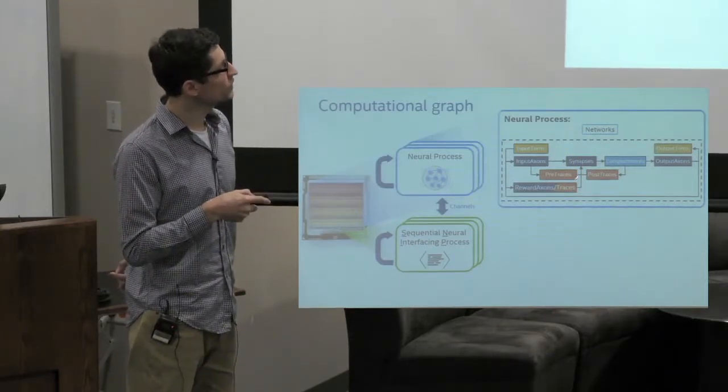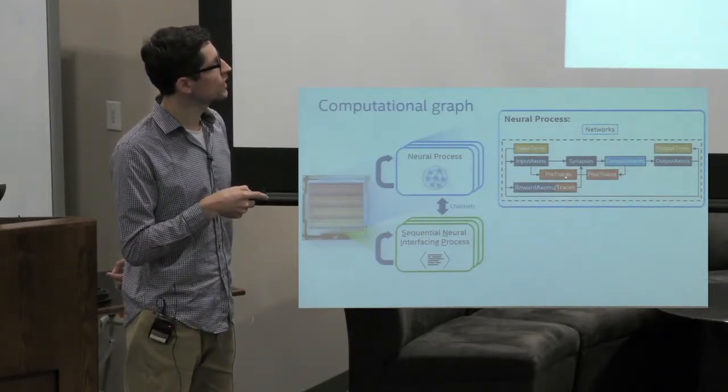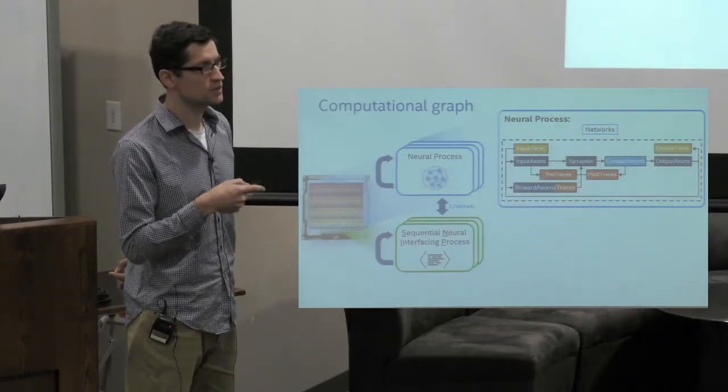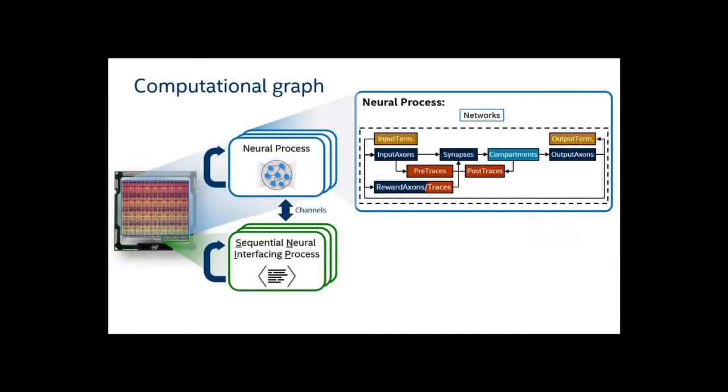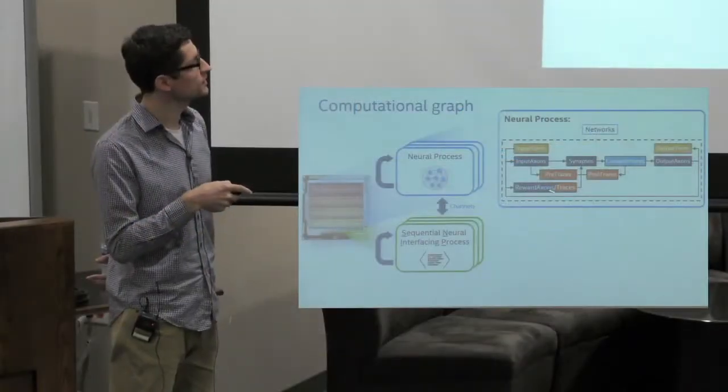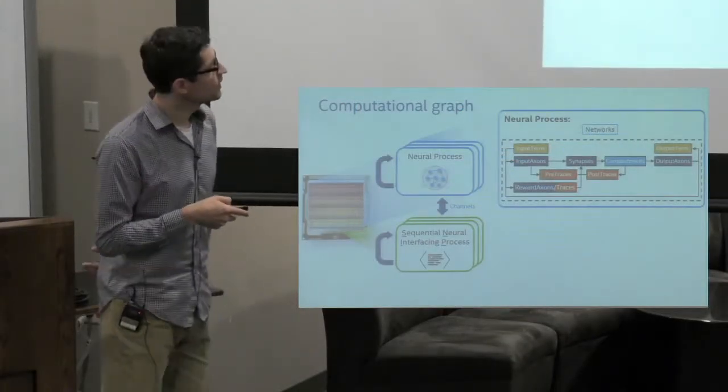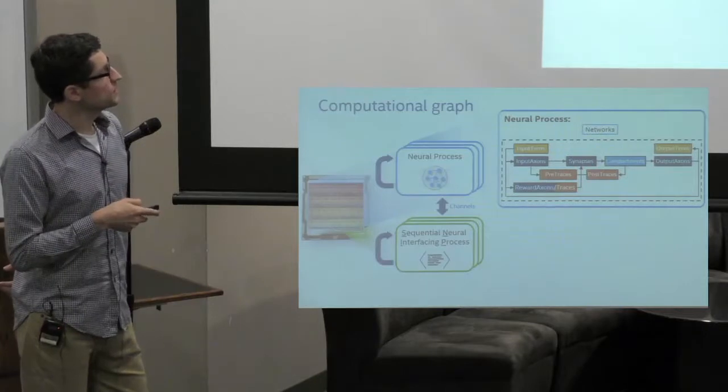And then for learning, we have these other elements of the computational graph, which are these pre-traces and post-traces, which keep track of previous activity on the presynaptic and postsynaptic side, and also similarly reward traces, which keep track of more global reward signals. And then we can update the synaptic state based on this type of input here. And I'll show you later how this can be used.